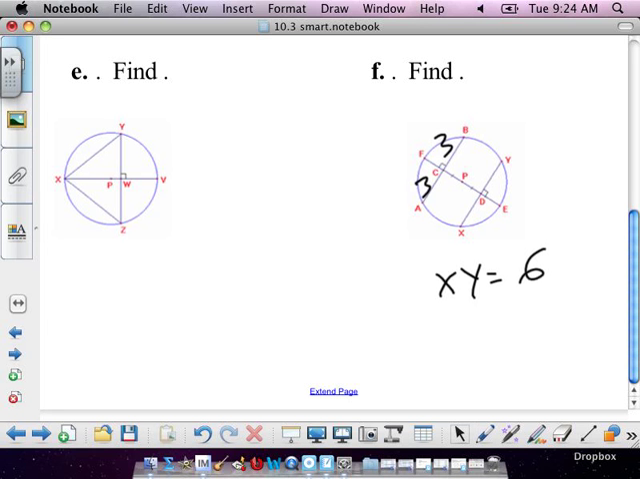Okay, let's get out your handy-dandy notebooks so I can read to you.